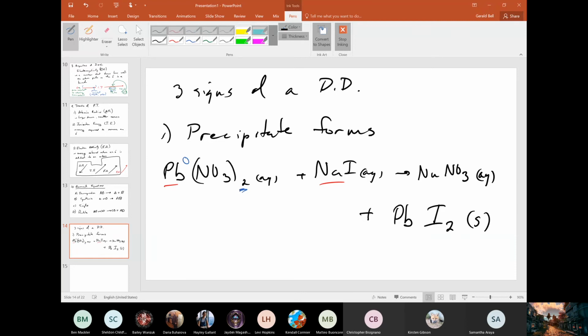And I guess we do have to name and balance this one. I'm going to start with the 2 iodines and then the 2 nitrates, and that should balance that one. And of course, I expect you guys to name this. I'll forego the naming because we've already done some naming here. So that would be the precipitate formation.